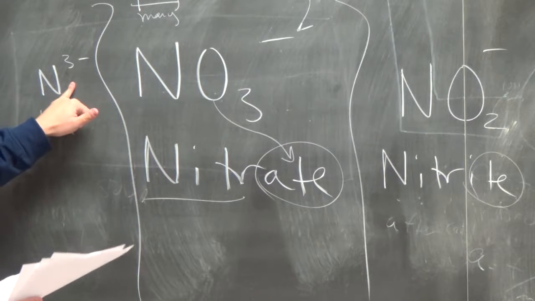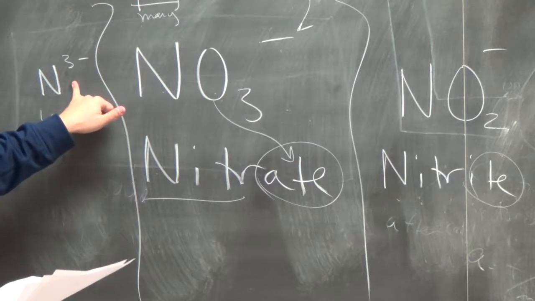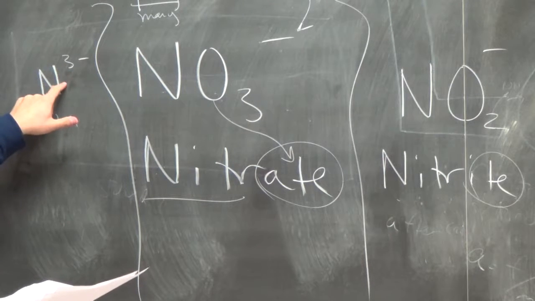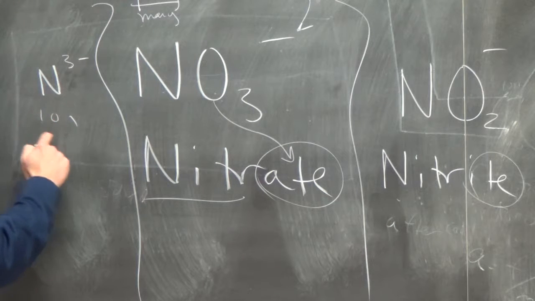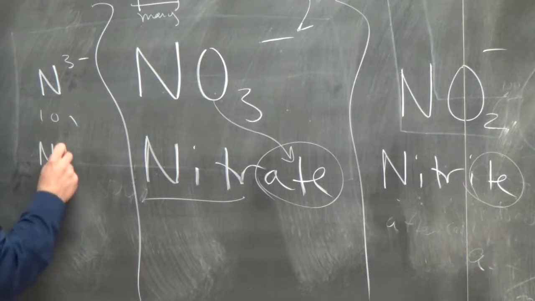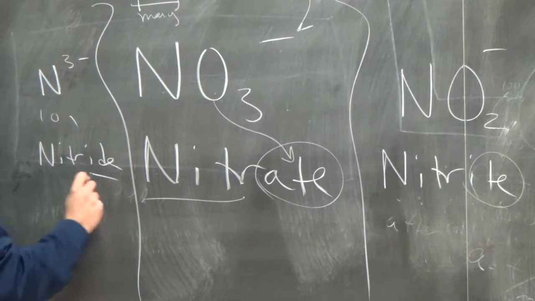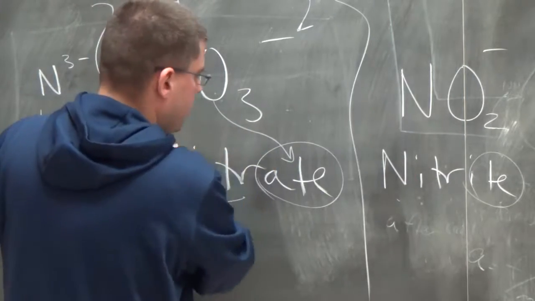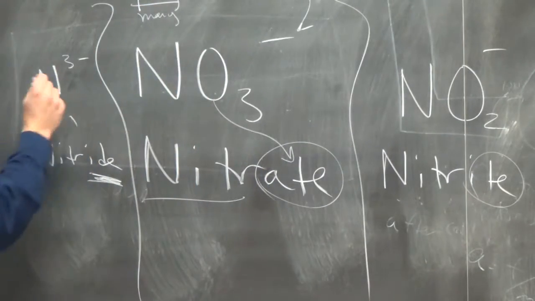Gee, if I could only have a full outer shell, then I could be a stable substance. So this shows it getting a full outer shell because it needs 3. So this is the ion of nitrogen. We call it nitride. This is just a single ion.